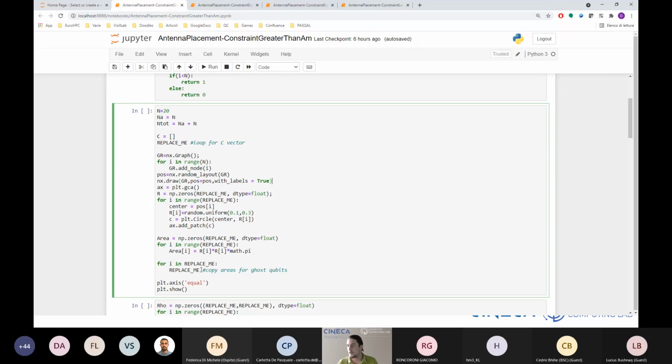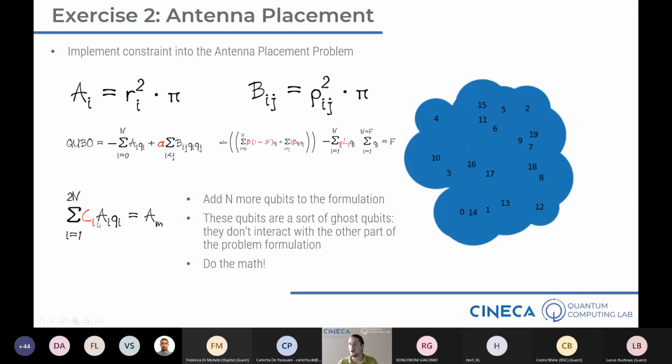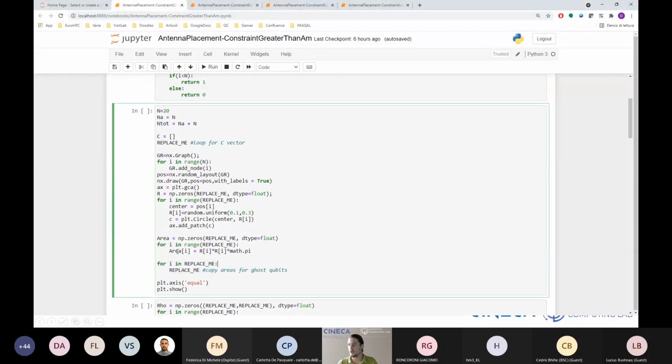Also here we have to add another thing, because differently from the last inequality that we saw before, this time I also have areas for fake qubits. Okay, so I need to copy the areas of the real qubits for the ghost qubits. Okay, so try to solve this cell here, 2 or 3 minutes, and then I will solve it with you, and then we go together.